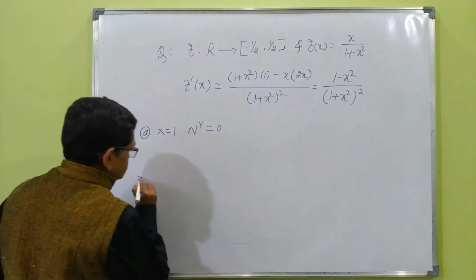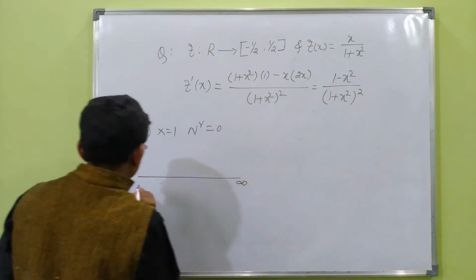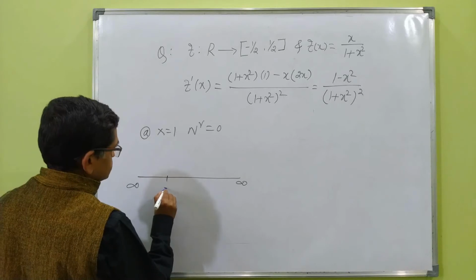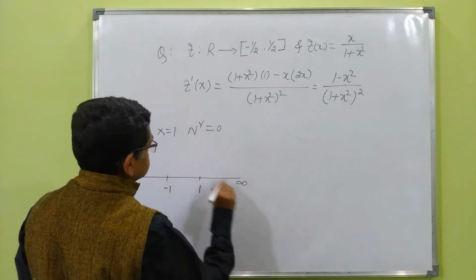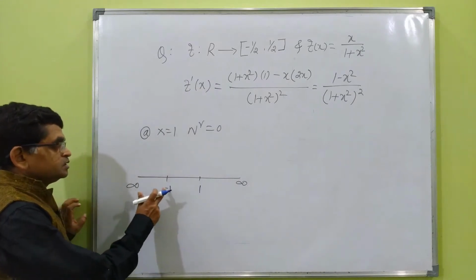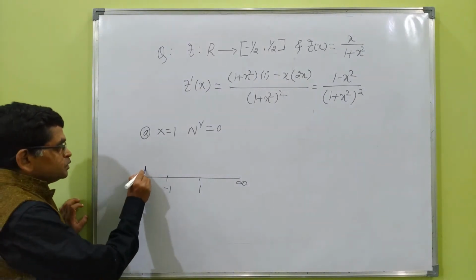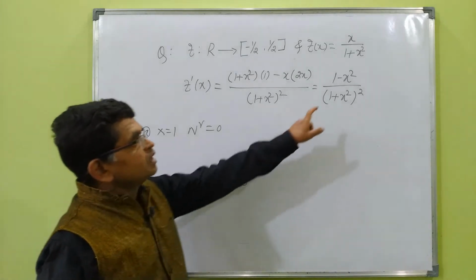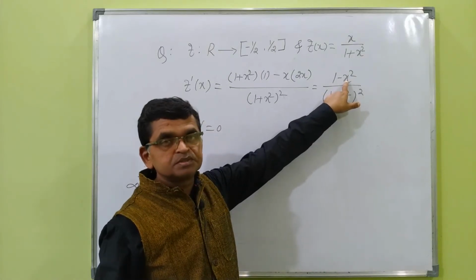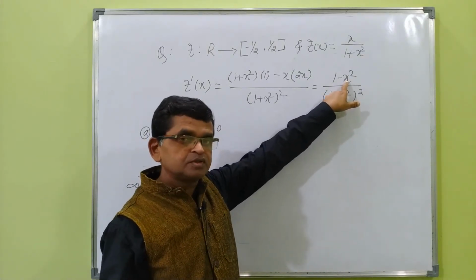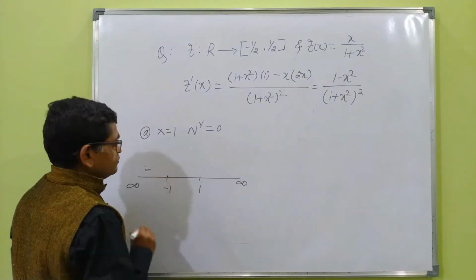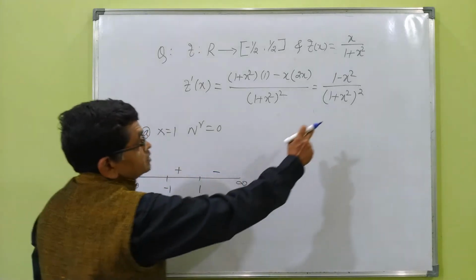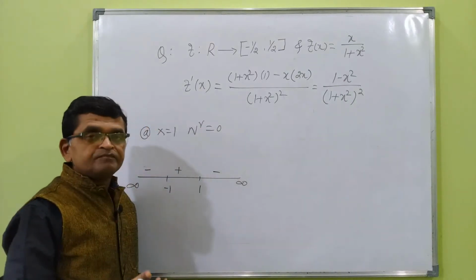That means on the real line, minus infinity to plus infinity, we mark plus 1 and minus 1. When x is less than minus 1, this is negative, because suppose x is minus 2, then x squared is 4, and 1 minus 4 is negative. In this interval, it is positive. And if the value of x exceeds 1, then also that will be negative.